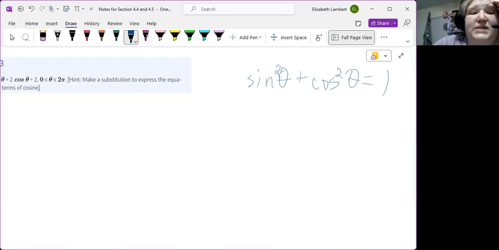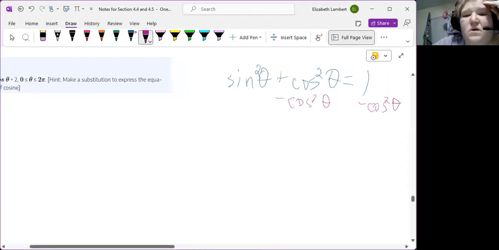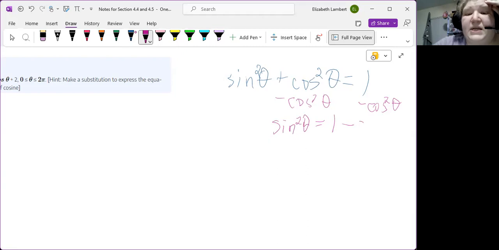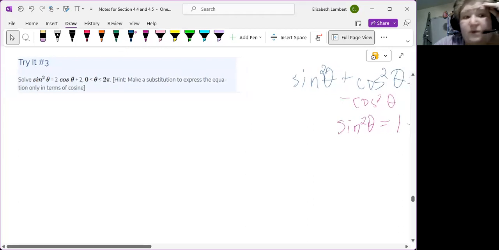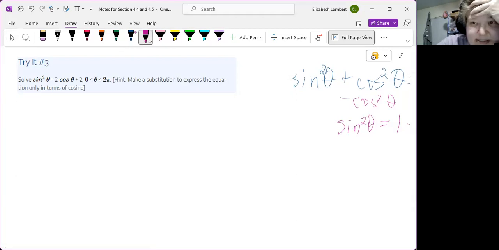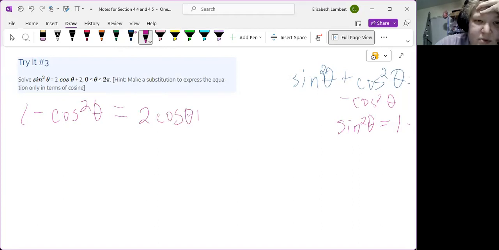So I want to know what is sine squared in terms of cosine squared. Sine squared is the same as 1 minus cosine squared. So I'm going to write that instead of sine squared. For me to solve this, I need it all in terms of the same trig function. So that's what the hint is. So now instead, this is 1 minus cosine squared theta equals 2 cosine theta plus 2.